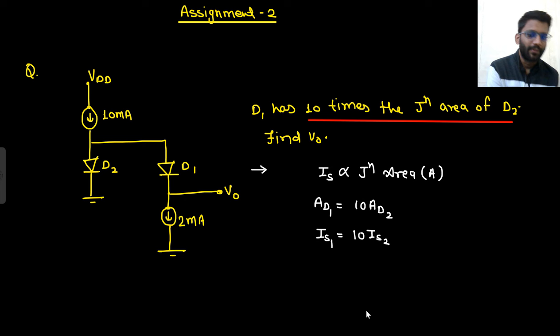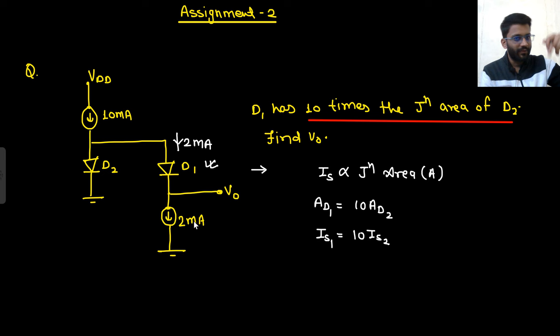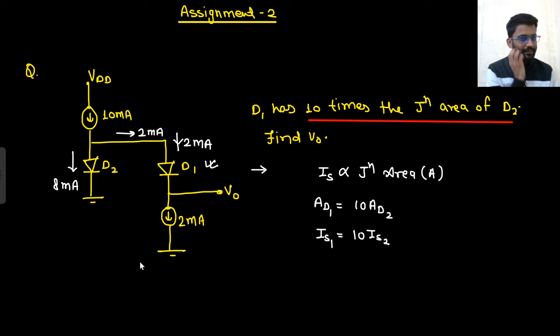So tell me, in D1, how much current is flowing? This 2 milliampere of current will be flowing through D1, and that too from P to N. That means D1 is on. What about D2? Here 10 milliampere current is there and 2 milliampere current is going into D1. That means 8 milliampere current is coming in D2. So what you can do, you can write the equation for ID1.